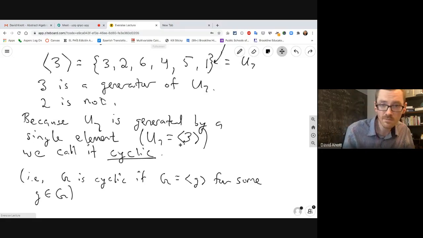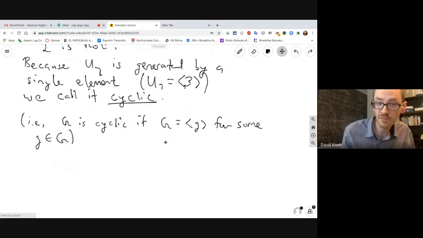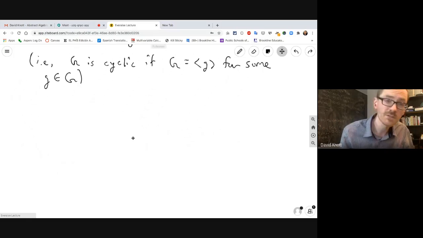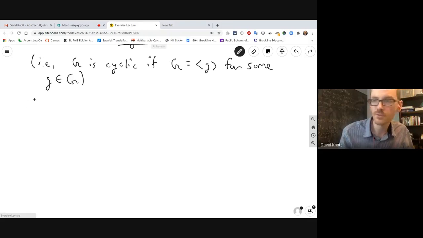And you can ask yourself which unit groups have generators, which unit groups are cyclic, generated by a single element, and which don't, and why? That is also an interesting question that you can do a lot of experimentation on, and I recommend you try to think about. The answer is not obvious, but not completely beyond the realm of your understanding either. So it's a good example to look at.